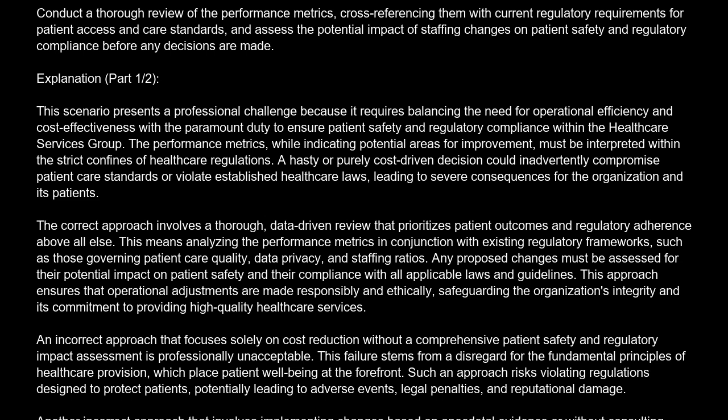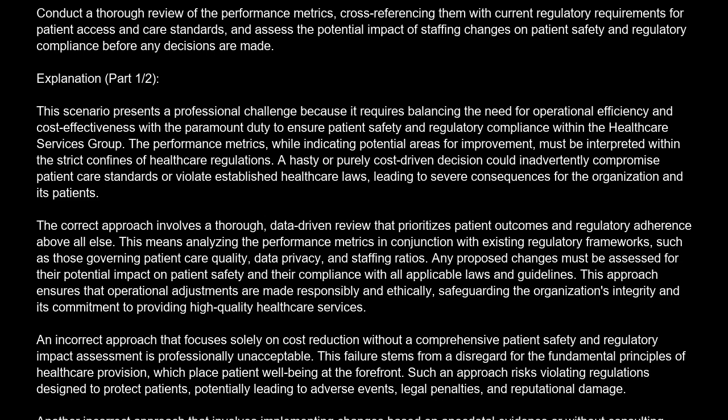Explanation. This scenario presents a professional challenge because it requires balancing the need for operational efficiency and cost-effectiveness with the paramount duty to ensure patient safety and regulatory compliance within the Healthcare Services Group. The performance metrics, while indicating potential areas for improvement, must be interpreted within the strict confines of healthcare regulations. A hasty or purely cost-driven decision could inadvertently compromise patient care standards or violate established healthcare laws, leading to severe consequences for the organization and its patients.